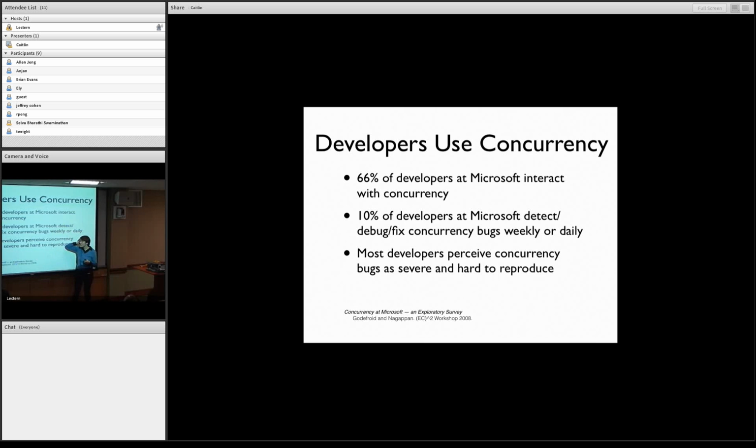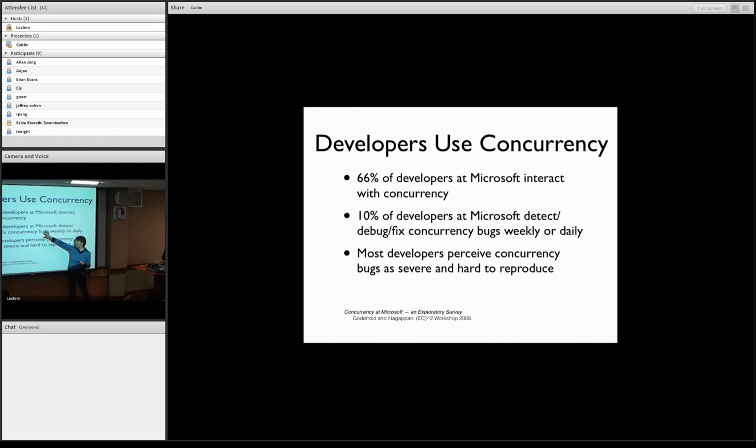They found 66% of developers have to interact with concurrency. So they were surprised. This is most developers. Interact is really big. So 10% of developers have to either detect, debug, or fix a concurrency bug at least once a week. So 10% may not seem super big. About 30%, so about half of this number, had to detect or fix a concurrency bug at least once a month, which is still pretty substantial.